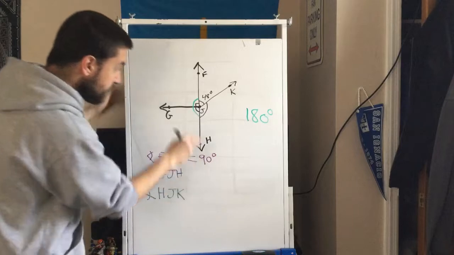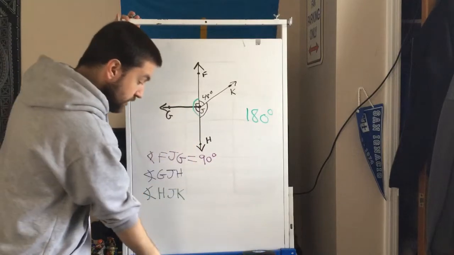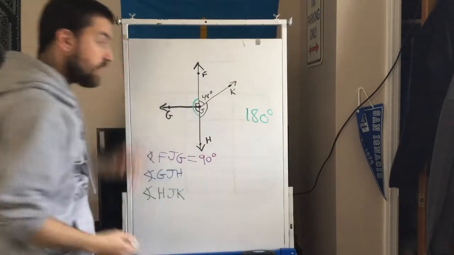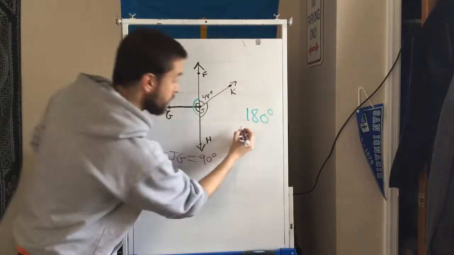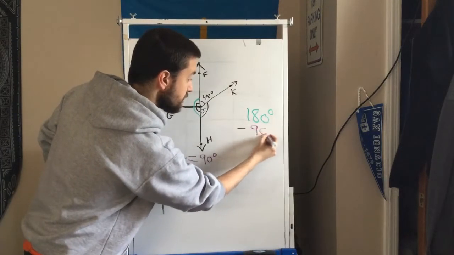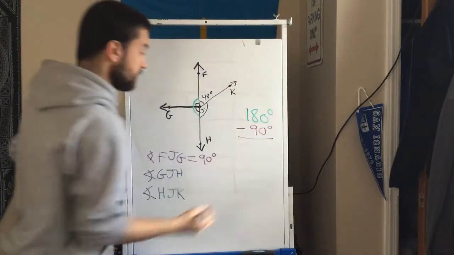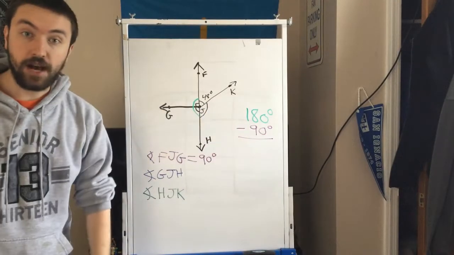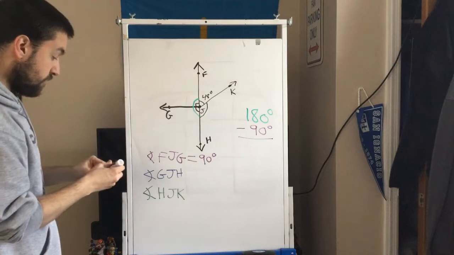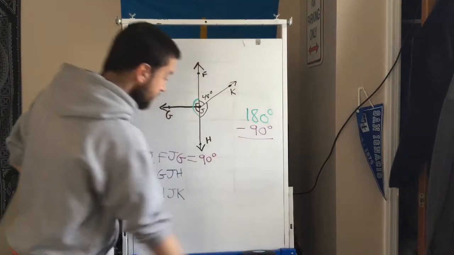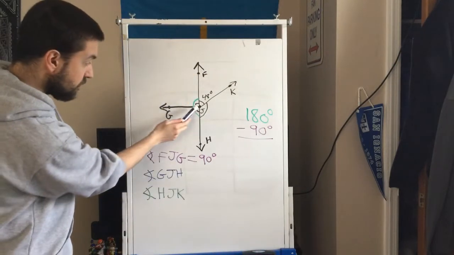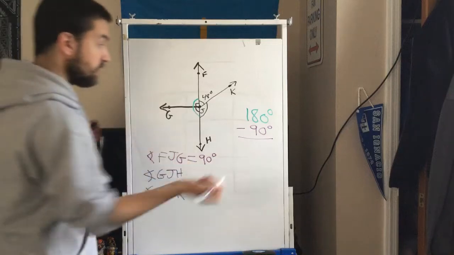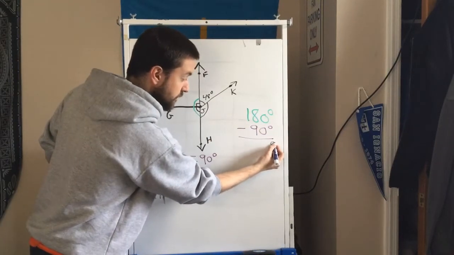But if this little part here is 90, that means I can just do some subtraction to figure out how much is left. Because I have a whole, I have a part, and I need to find out the missing part. So let's do some subtraction here, because that's going to give us the answer to what GJH is. So let's see, we're measuring in degrees. I'm going to bring down my degree symbol.